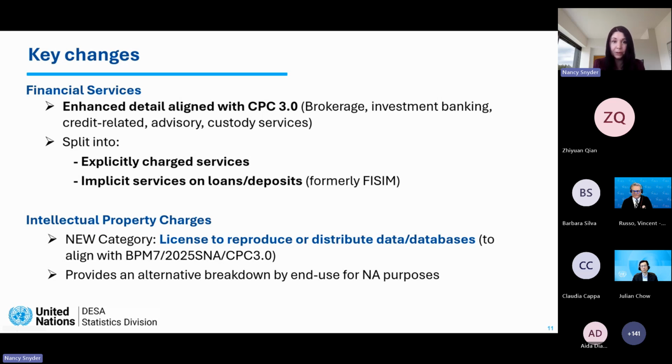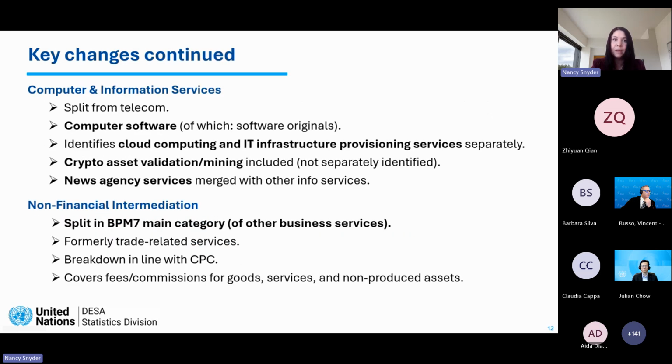For intellectual property charges, there is a new category for licenses to reproduce or distribute data and databases. Again, this is to better align with BPM7, SNA, and CPC. And as I mentioned, it provides an alternative breakdown by end use for national accounts purposes.